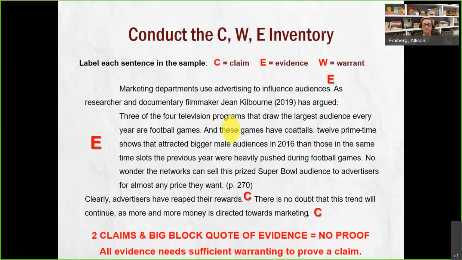All evidence needs sufficient warranting to prove a claim. And there's no explanation here. This is a very, very common habit. I see this very often.